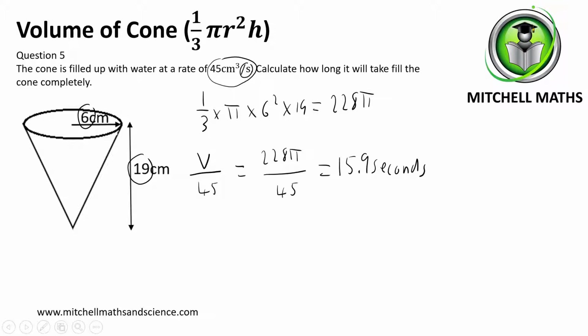And that's my answer. So the first thing was I needed to find my volume, and I could just do that by using what I'd been given in the diagram. I then needed to divide the volume by the rate at which it was filling up, because if it's filling up at 45 centimetres cubed per second, I need to divide the total volume by the rate at which it's filling in order to get the time taken.